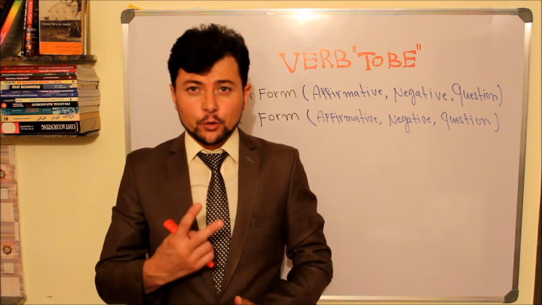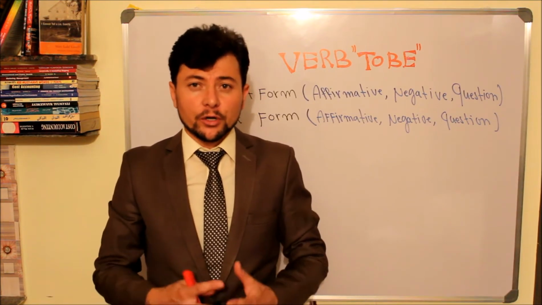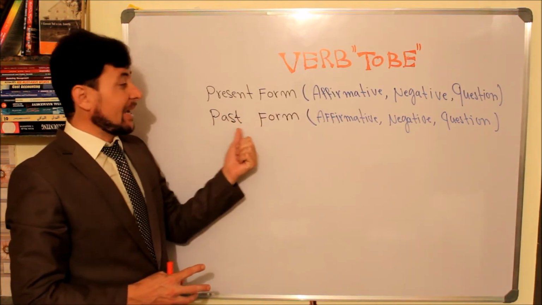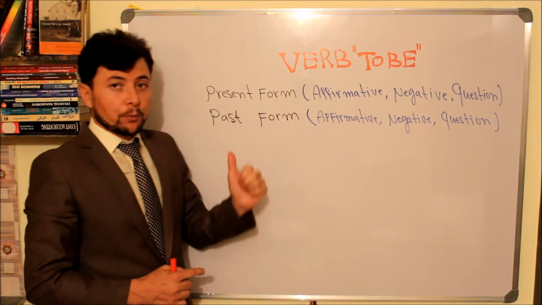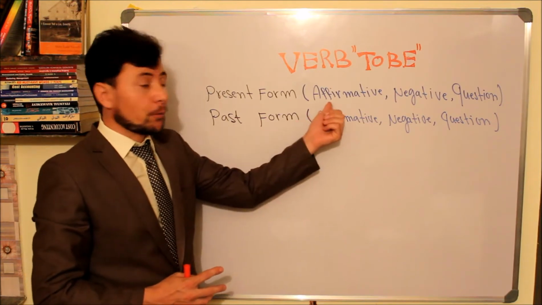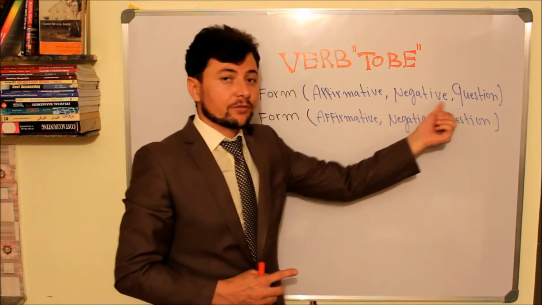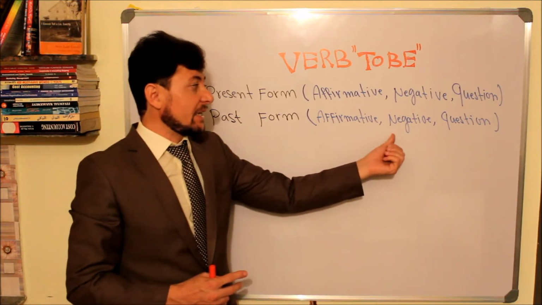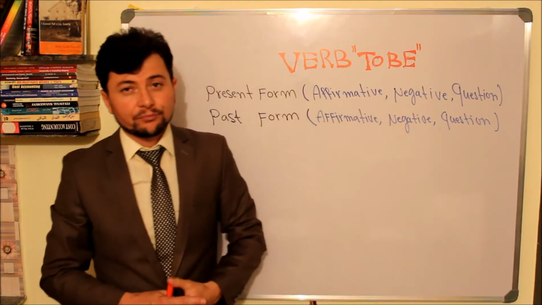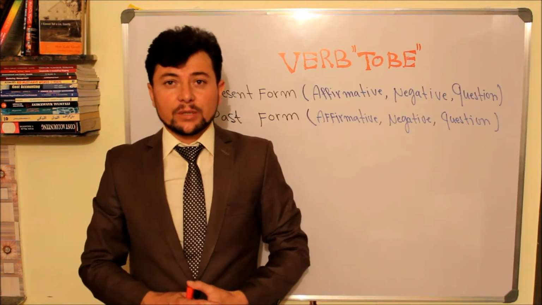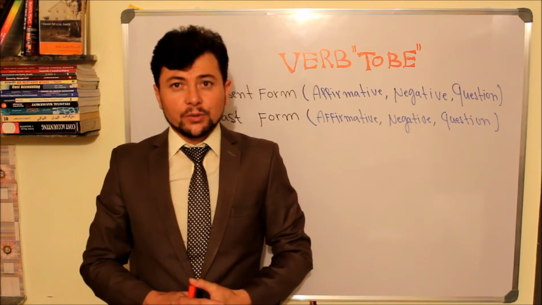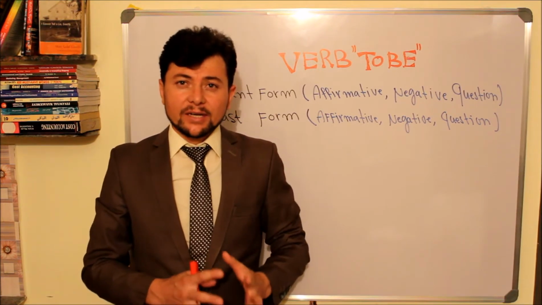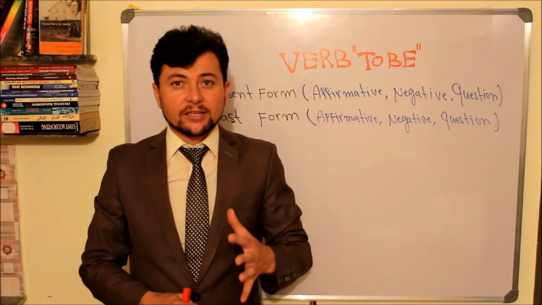This video has two parts. In the first part, we are going to talk about present form of verb to be and past form. In the present form, we are going to cover affirmative form, negative form, and question form. In the past form, we are going to cover affirmative form, negative form, and question form. In the second part, which will be a separate video, we are going to talk about the meaning of verb to be and how it is used in the other tenses.